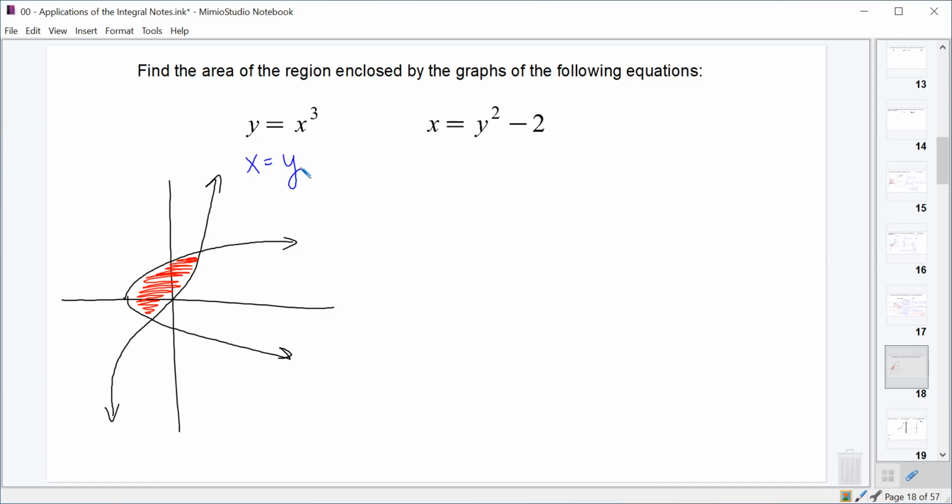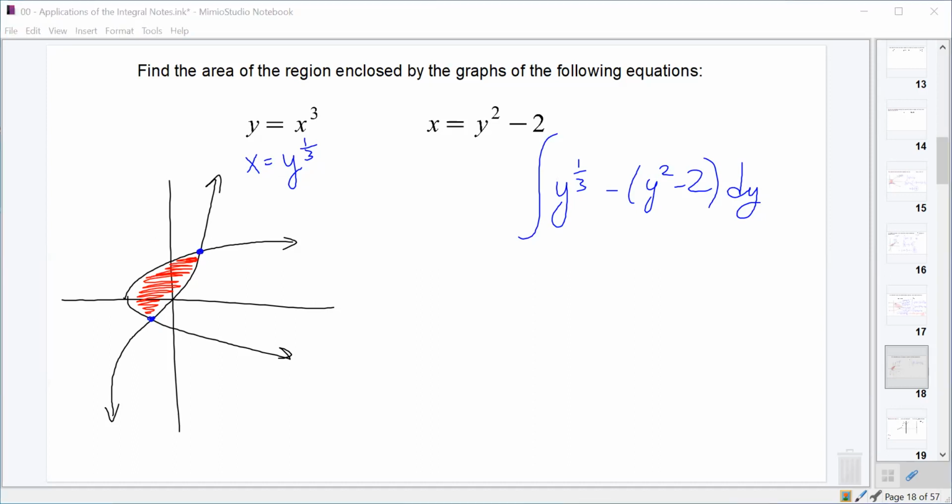which means we'll need to solve for x in this, x equals y to the 1/3. And we'll do the rightmost function, y to the 1/3, minus the leftmost function, y squared minus 2, dy. And we'll just integrate that from the lower intersection point to the upper intersection point. And in order to do that, we're going to have to take out our graphing calculator here.